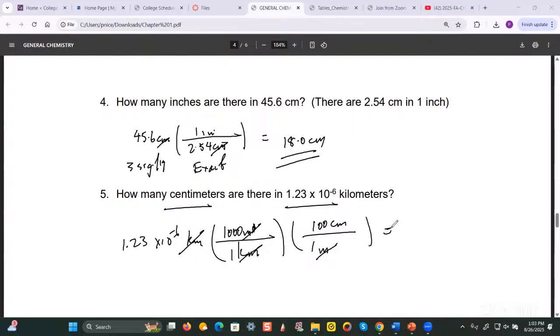Then you do your calculation. So 1.23 times 10 to the minus 6, multiplied by 1,000 times 100, and according to my calculations, this works out to be 0.123 centimeters. That's all that is done, right? Any questions about this one? Questions? Okay. You clear this?